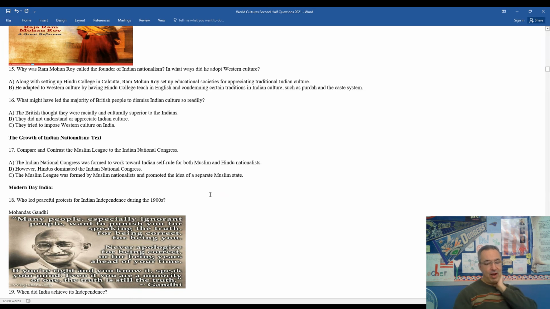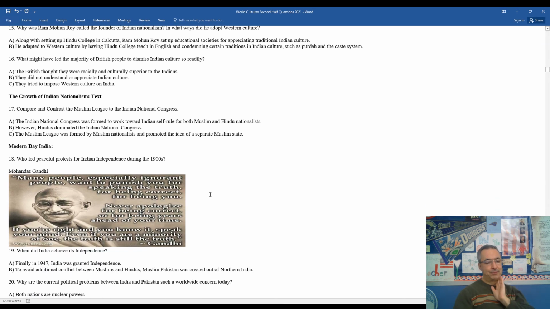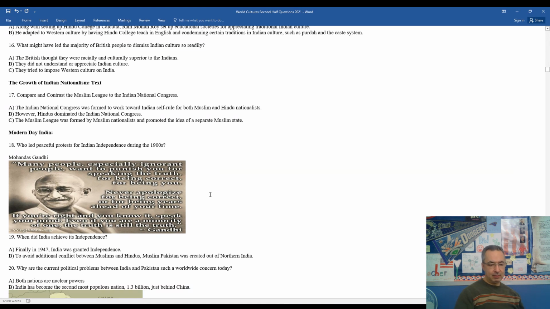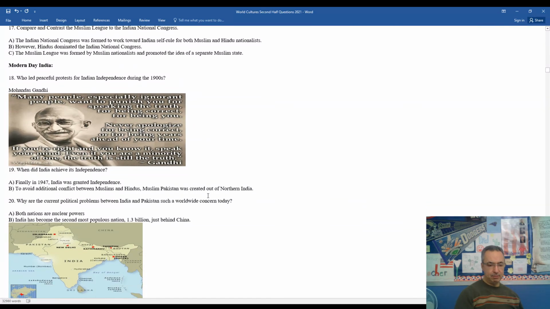When did India finally achieve independence? It took a very long period of time: 1947, shortly after the end of World War II. To avoid additional conflict, the Muslims actually got their wish. They created a separate Muslim country, Pakistan, out of the land in northern India. Still to this day, there's a lot of tension between Pakistan and India.